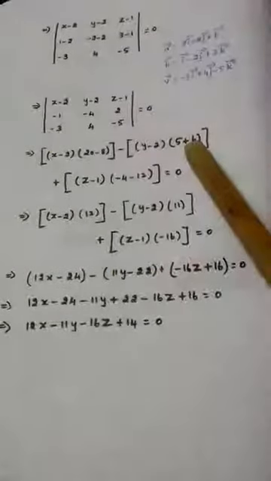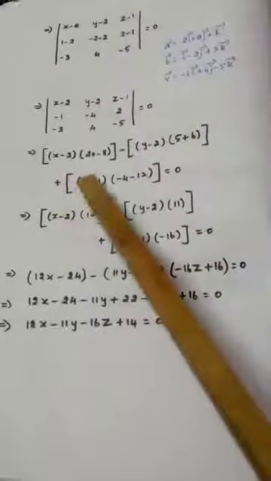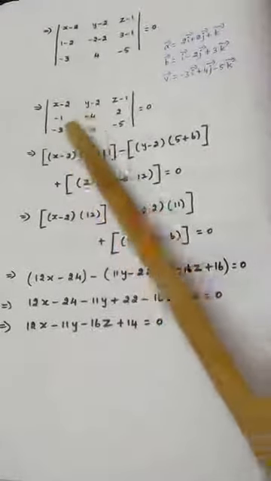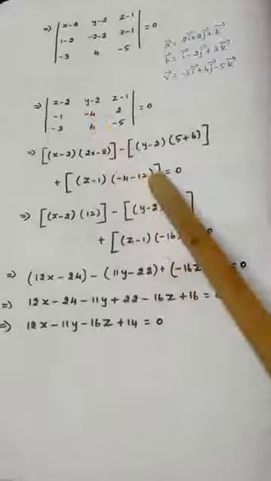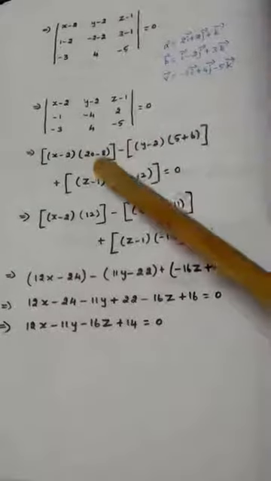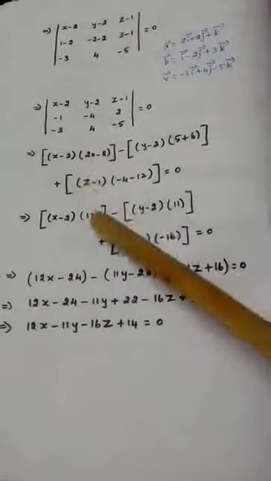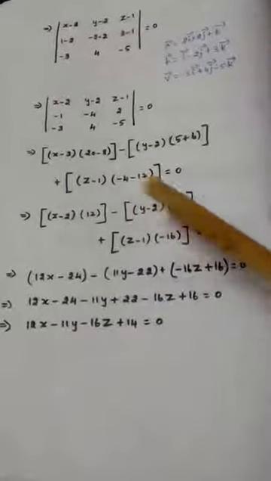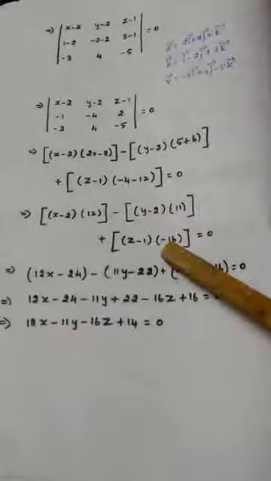So we should write as plus 6, plus z minus 1 into minus 4 plus 12 comes. So I should write minus 12. First simplify the numbers in the bracket. This becomes 12, this becomes 11. And if you simplify this, you will get minus 16.